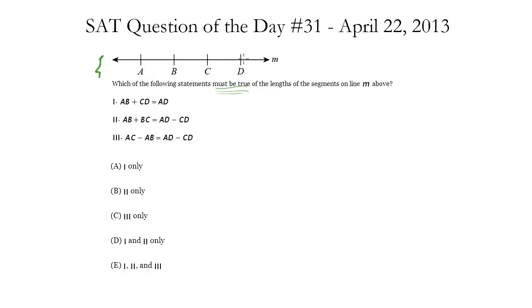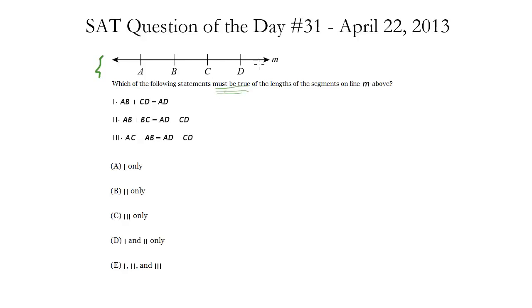So notice we have this number line, or this series of line segments, and we want to know what must be true. So what always has to be correct, always has to be true about these lengths. If there's one instance in which it isn't true, then it's not always true. So we want to know when is it always true. So what we can do is just plug in some numbers.